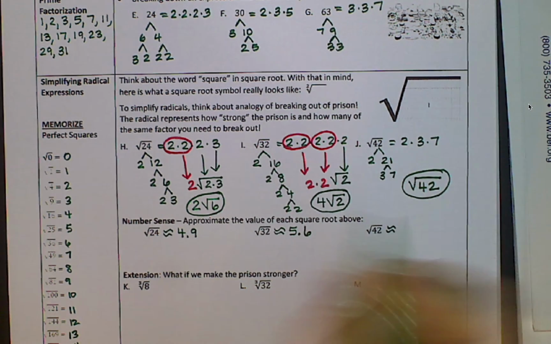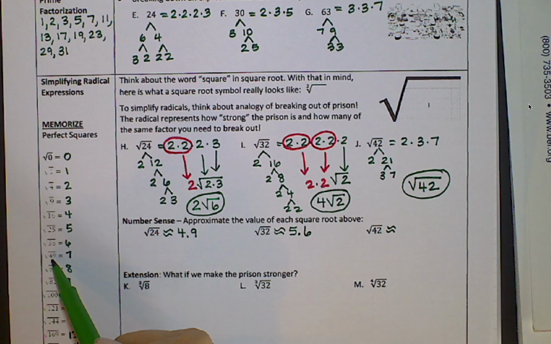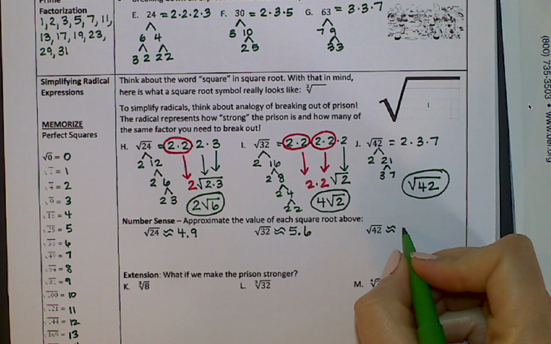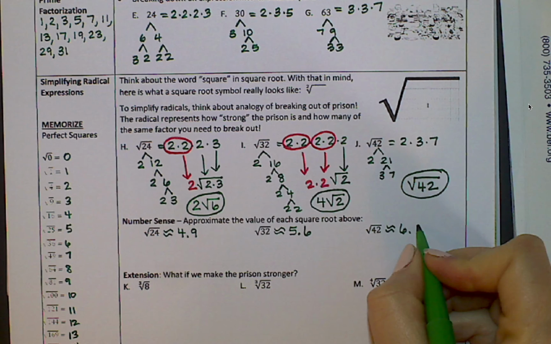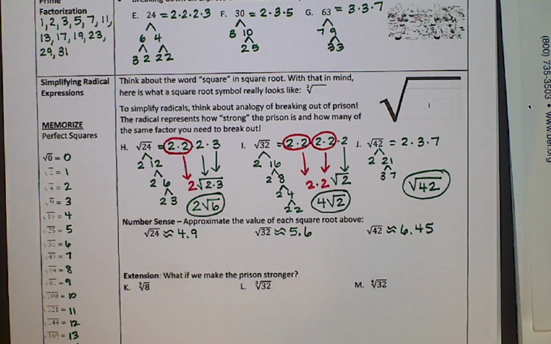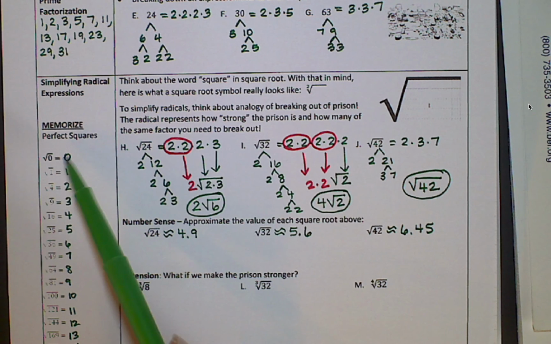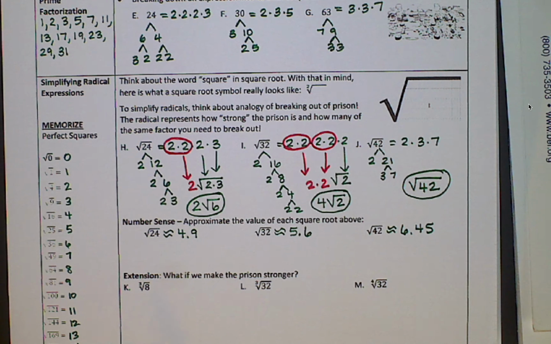And then the square root of 42 is in between 36 and 49, so it's probably somewhere between 6 and 7. And 42 is 6 away from 36 and 7 away from 49, so it's probably 6.4, 6.5, or maybe 6.45 essentially. And so we're kind of estimating it. So another way that you can do this is to estimate what the values are using perfect squares, okay?